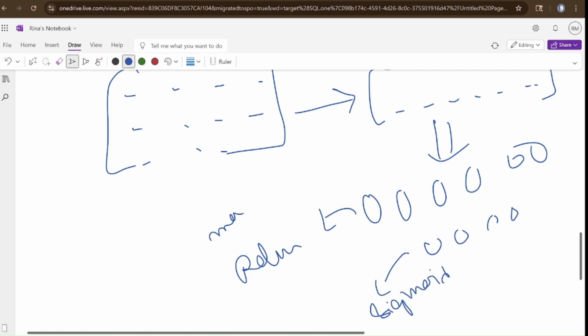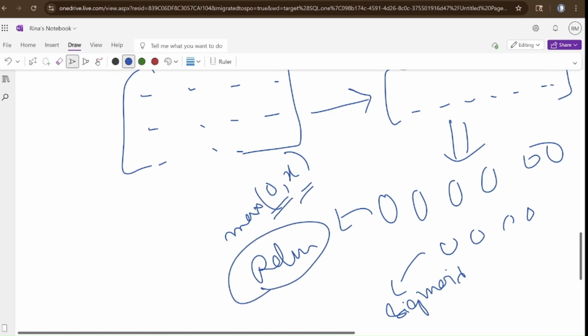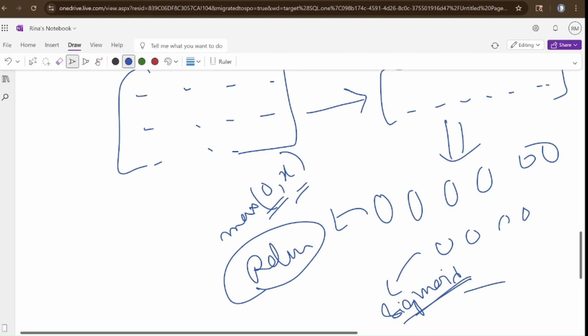ReLU, what is the function of ReLU? Max of 0, x. That means it will not pass anything negative. Either it will be 0 or it will be positive. If it is positive, it will remain positive. If it is negative, then it will become 0. That's what ReLU activation does. And sigmoid squashes the value between 1 and 0.